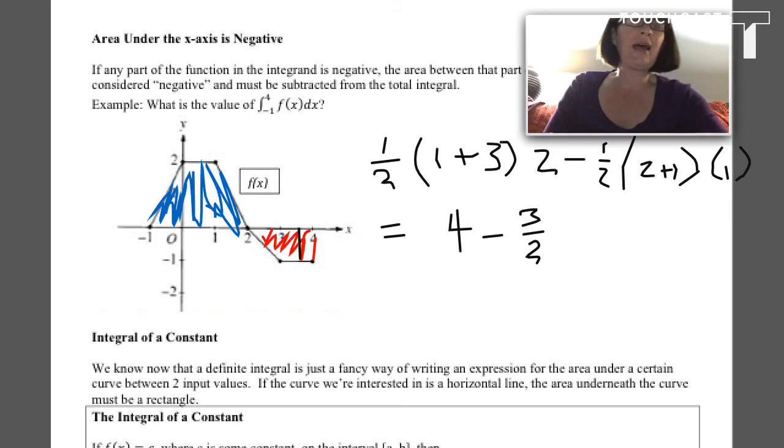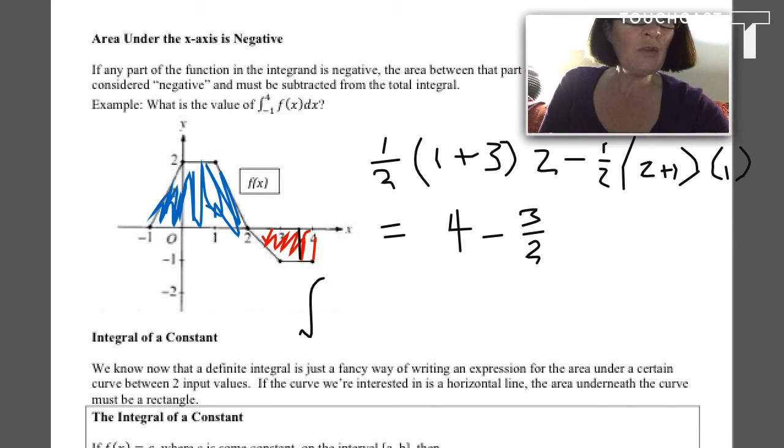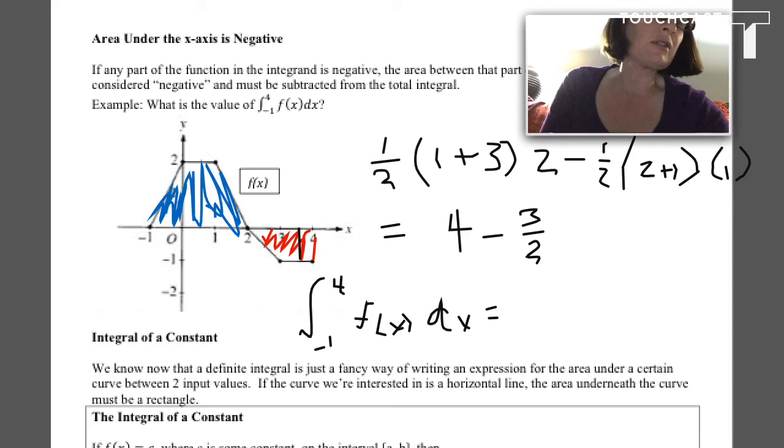So 4 minus 3/2. The correct label for your answer would be the integral from -1 to 4 of f of x dx equals 4 minus 3/2, which is 2 1/2 or 5/2.